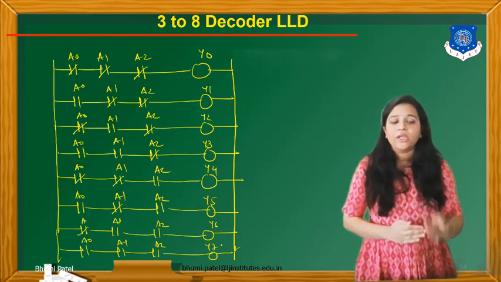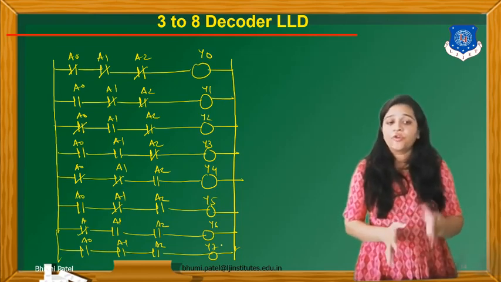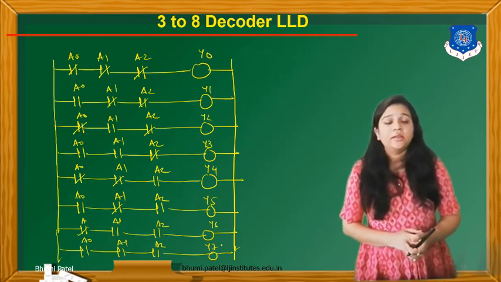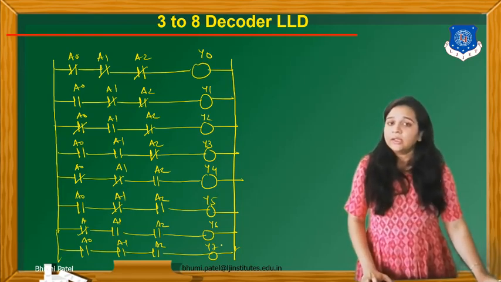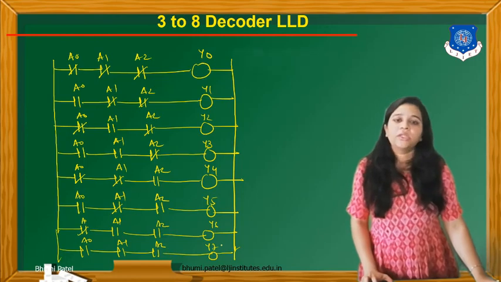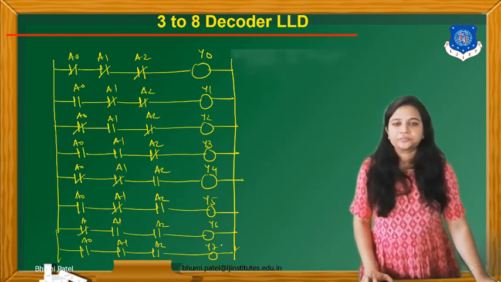3 to 8 decoders are generally used to decode data, and are generally used in calculator displays. Clear? So this is all about the 3 to 8 decoder.